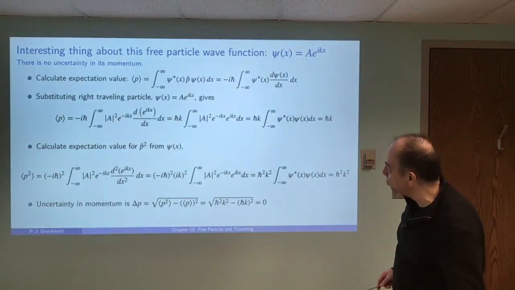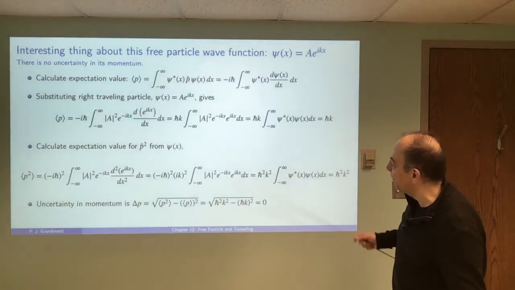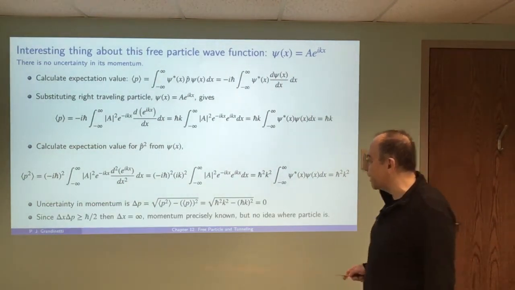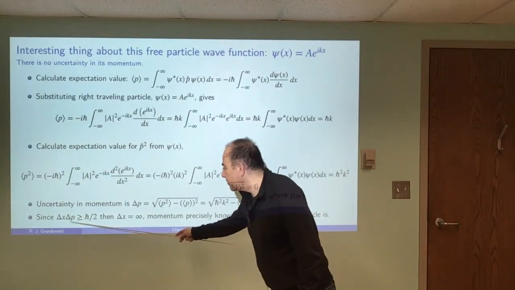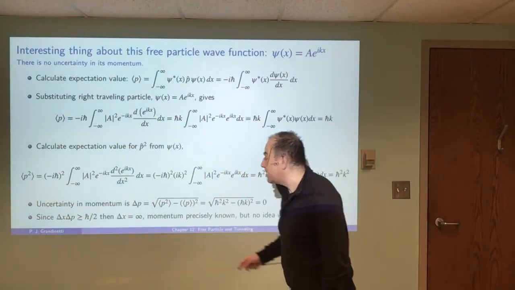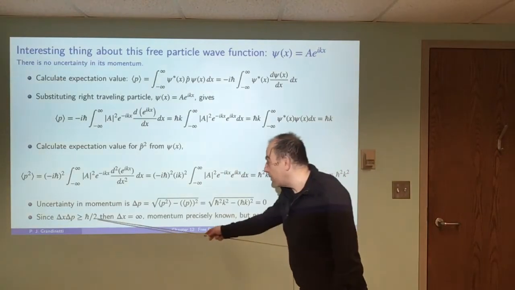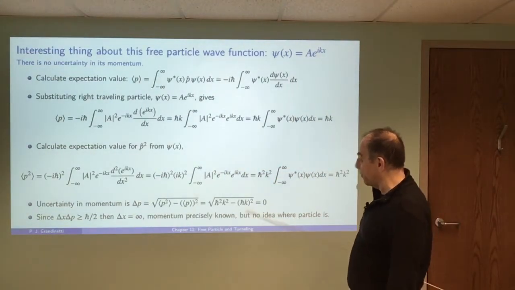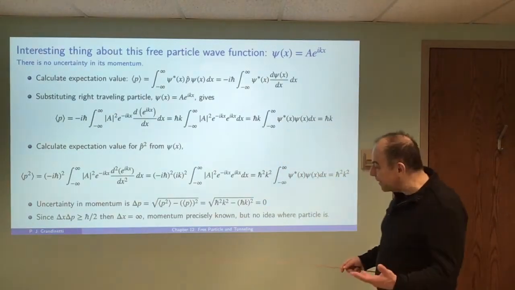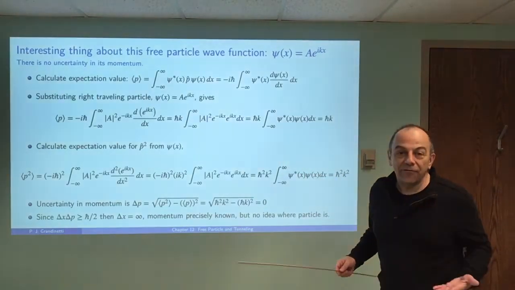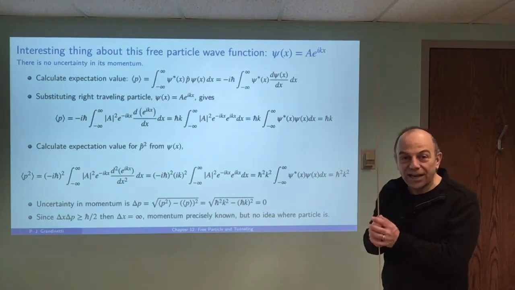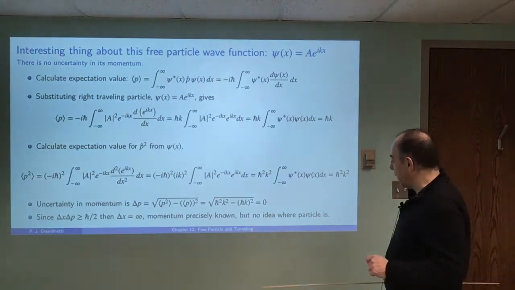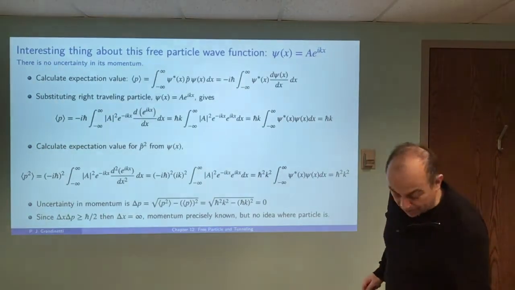Again, this maybe is no surprise. We picked a wave function with a very precise definition for its momentum. But remember, the uncertainty principle tells us that delta x delta p has to be greater than or equal to h bar over 2. And since delta p is 0, then that means that delta x is infinity. So what we have is a wave function where we know precisely what the momentum is, but we have no idea where this particle is. So just keep that in mind.